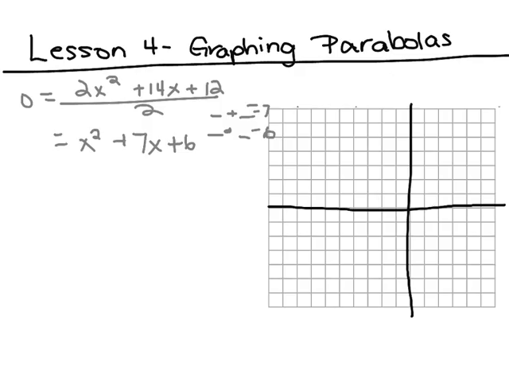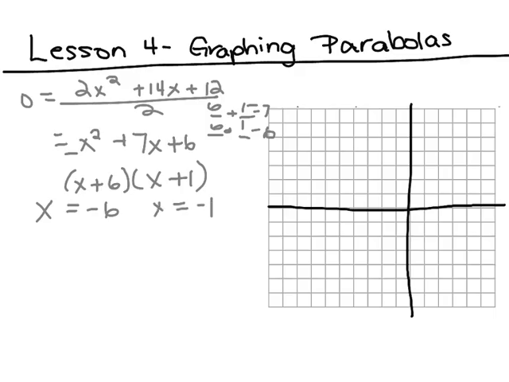Our two numbers would be 6 and 1. Because our a value is 1, we can go right to the brackets. So we have x plus 6, x plus 1, which means that our intercepts are at x equals negative 6 and x equals negative 1. So we can go ahead and plot those points, one at negative 1 and one at negative 6. So there's our two x-intercepts.